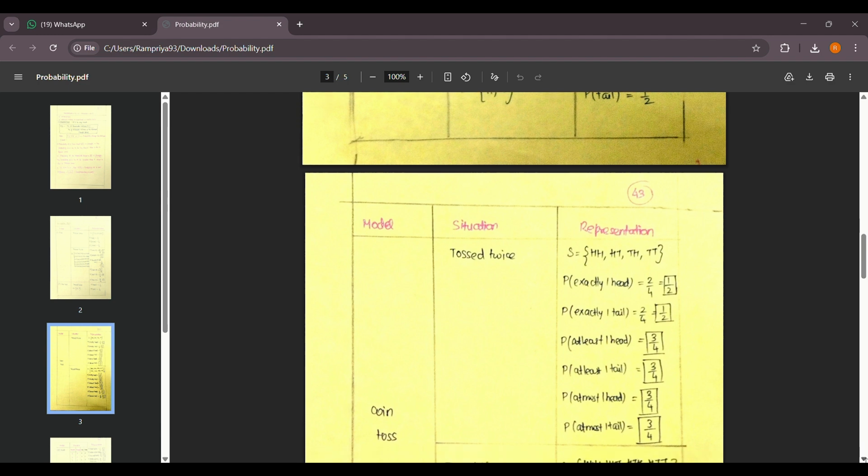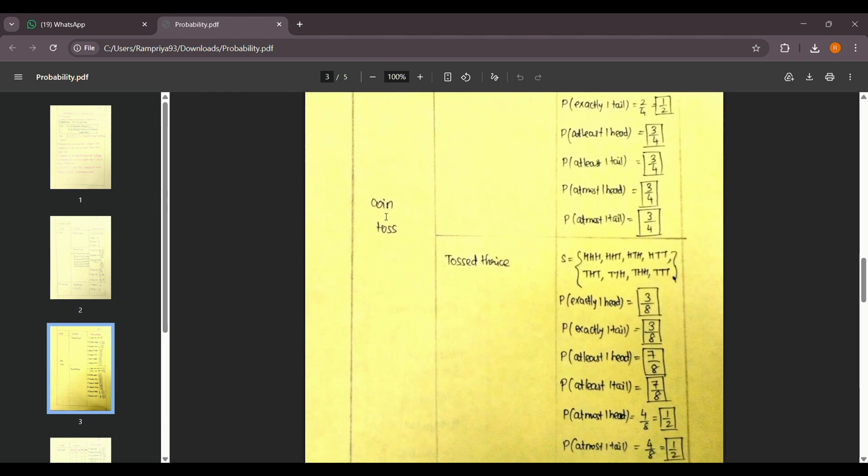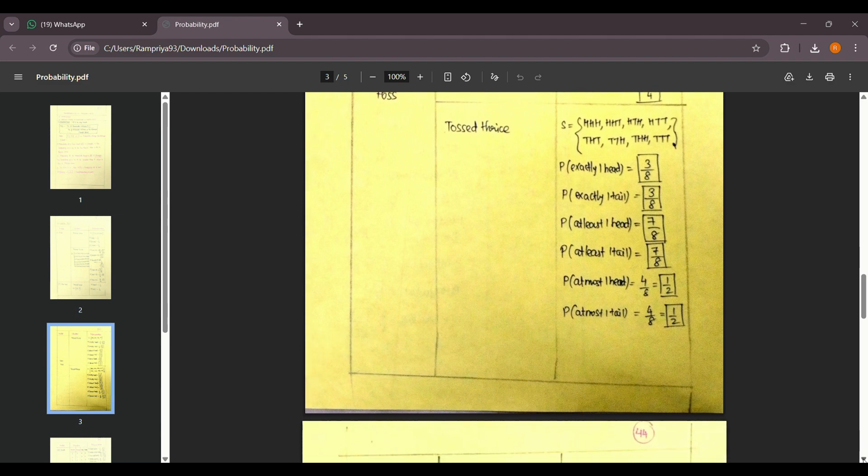So that's the difference. So now coin is tossed thrice. You get sample space as 8. So I have given out all the favorable events. So the same way how we did for this scenario, the same way I have explained here, exactly one head 3 by 8, exactly one tail 3 by 8. Like this you can calculate the values and then you can cross verify and cross check.